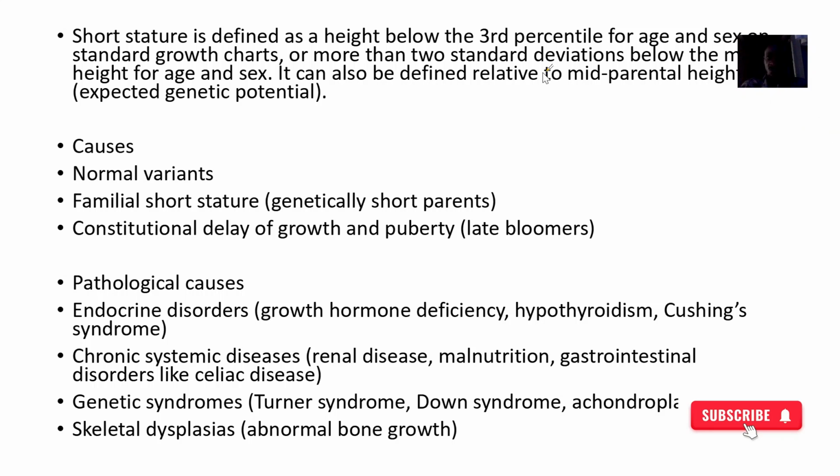Or more than 2 standard deviations below the mean height for age and sex. So, causes: some people are normal, they just have a short stature. Sometimes it's familial short stature, so in your family, you just have short stature, or constitutional delay of growth or puberty. Do you understand? Some people grow slower than their age mates. Do you understand?